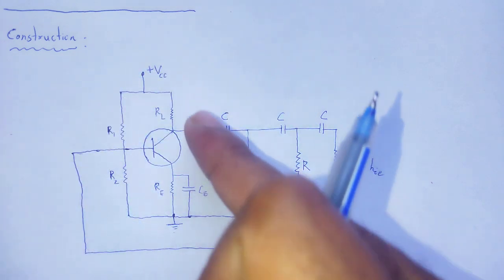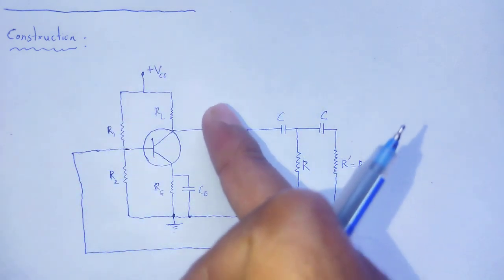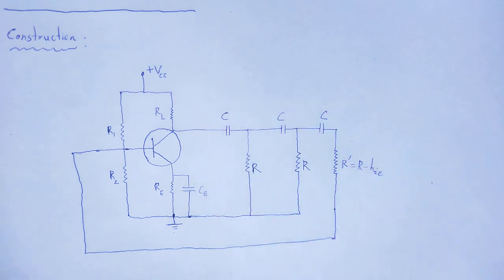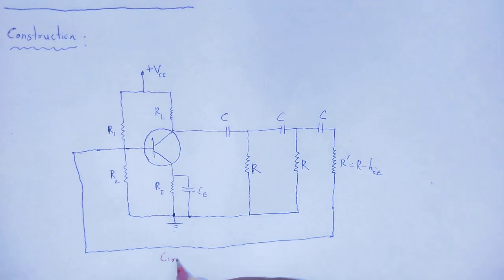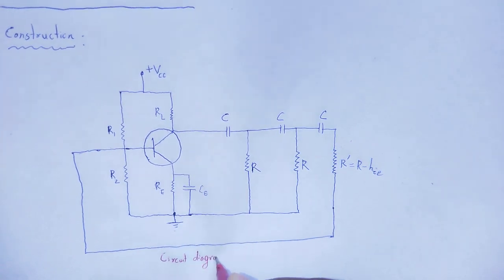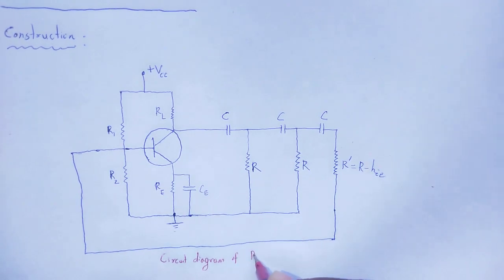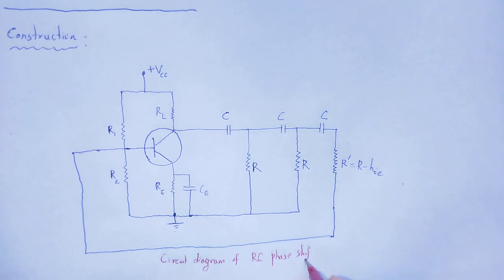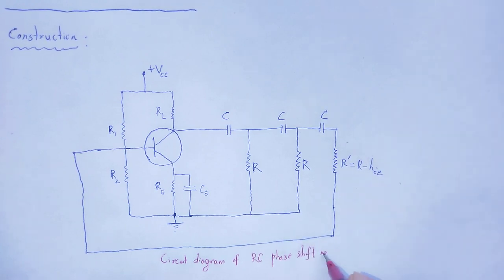That portion is the amplifier, and these portions are the feedback network. This one is the circuit diagram of the RC phase shift oscillator.